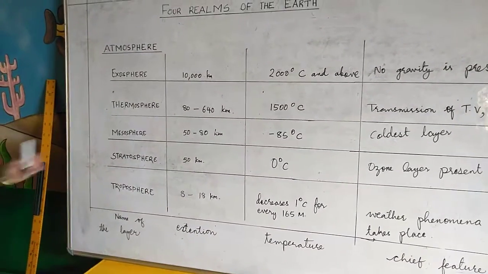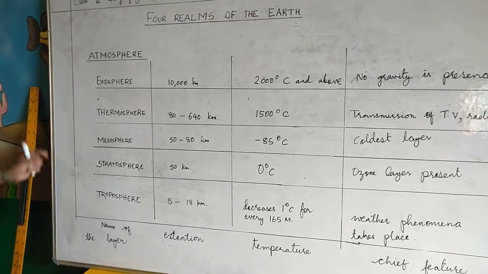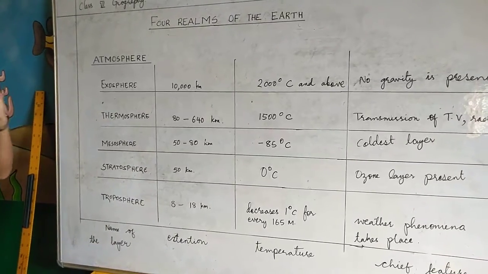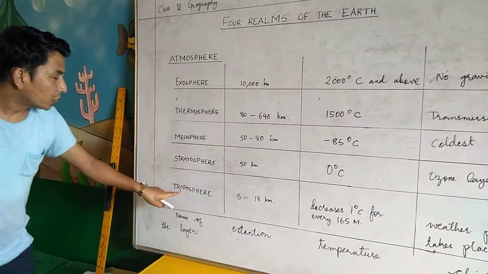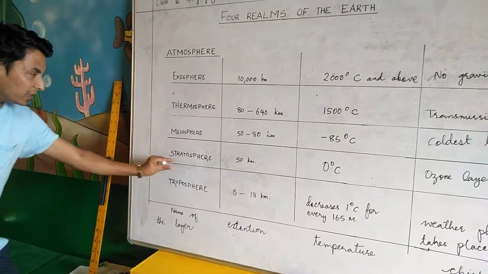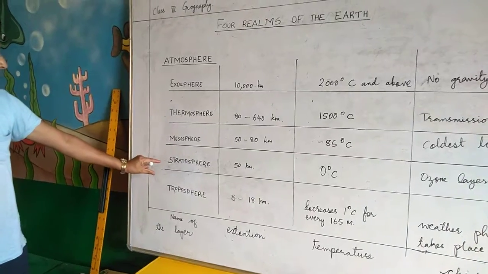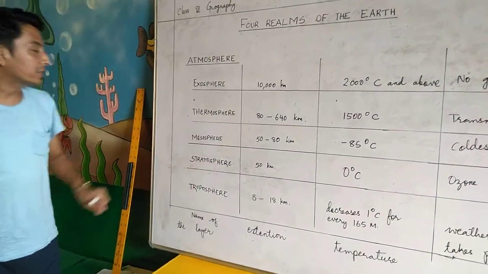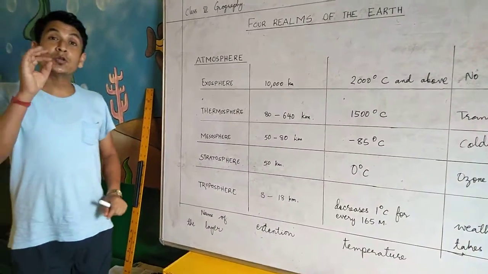This is about the troposphere, and tropopause is a boundary line between troposphere and stratosphere. That means a thin layer in between troposphere and stratosphere is tropopause.